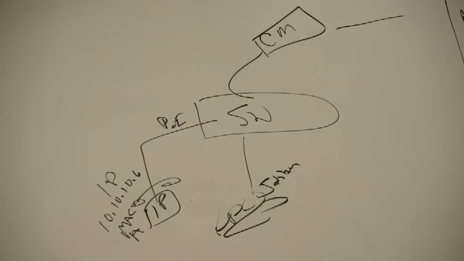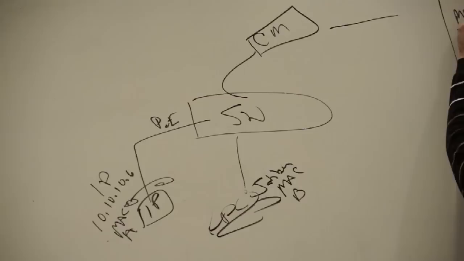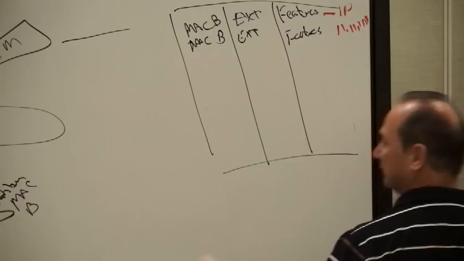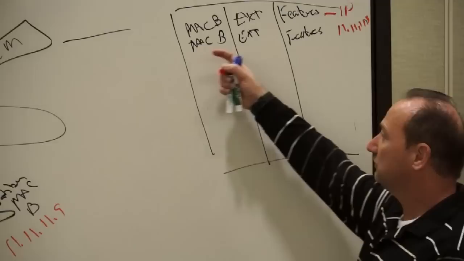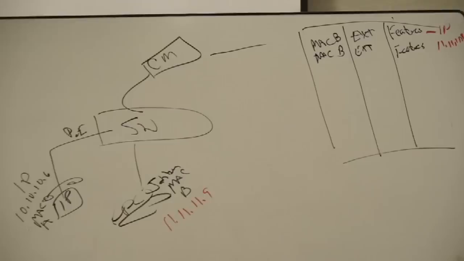This is really important. Let's say this is a MAC address B. Well, MAC address B, this extension, whatever extension we want to give it, all its features. And it tells us its IP address. Let's say its IP address is 11.11.11.9. This guy's 10.10.10.6. All Communications Manager is, is a resource for people to say, I'm trying to find somebody. That's all he is.